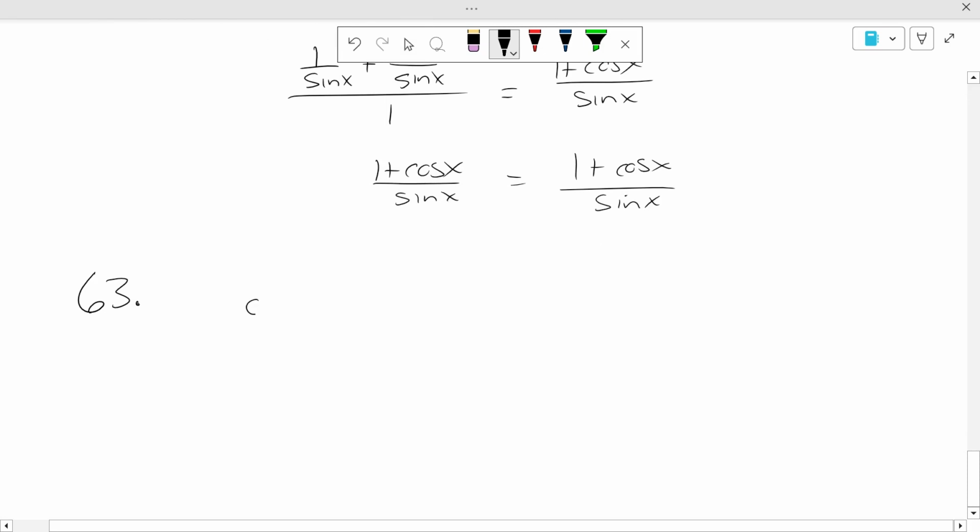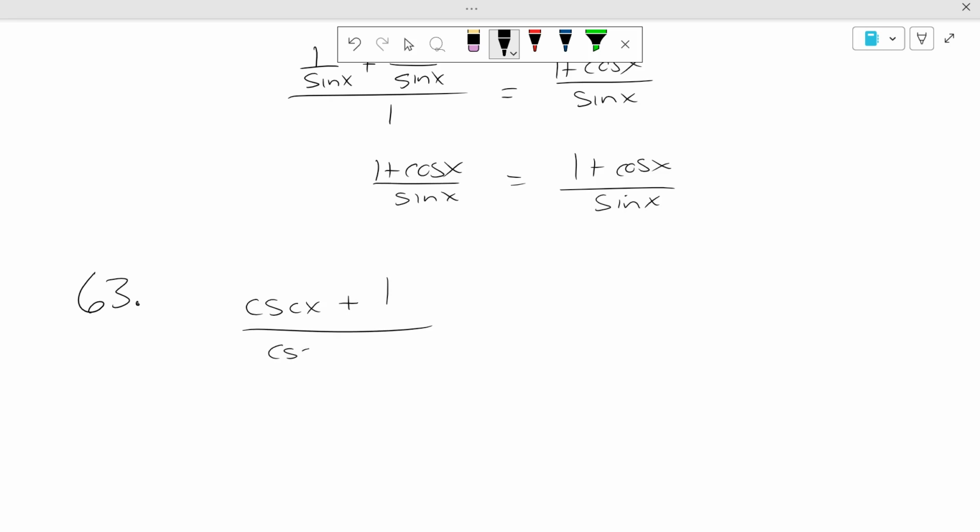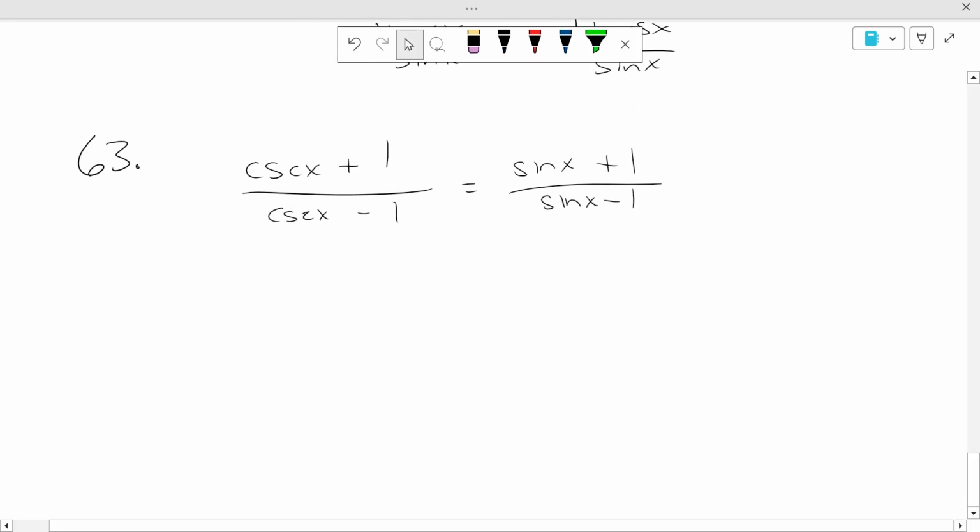63: cosecant of x plus 1 over cosecant of x minus 1 equals sine of x plus 1 over sine of x minus 1. Now, you say, well, there's a minus sign in my denominator, a plus sign in my numerator, so I multiply by the conjugate. Not so fast, my friends, because we have a plus sign up here, minus sign down here, minus sign down here. Don't do any conjugates here, okay? We're not trying to turn this minus sign into a plus sign up here. So I'm going to rewrite this, and this is actually one of the simpler ones that you've had all assignment.